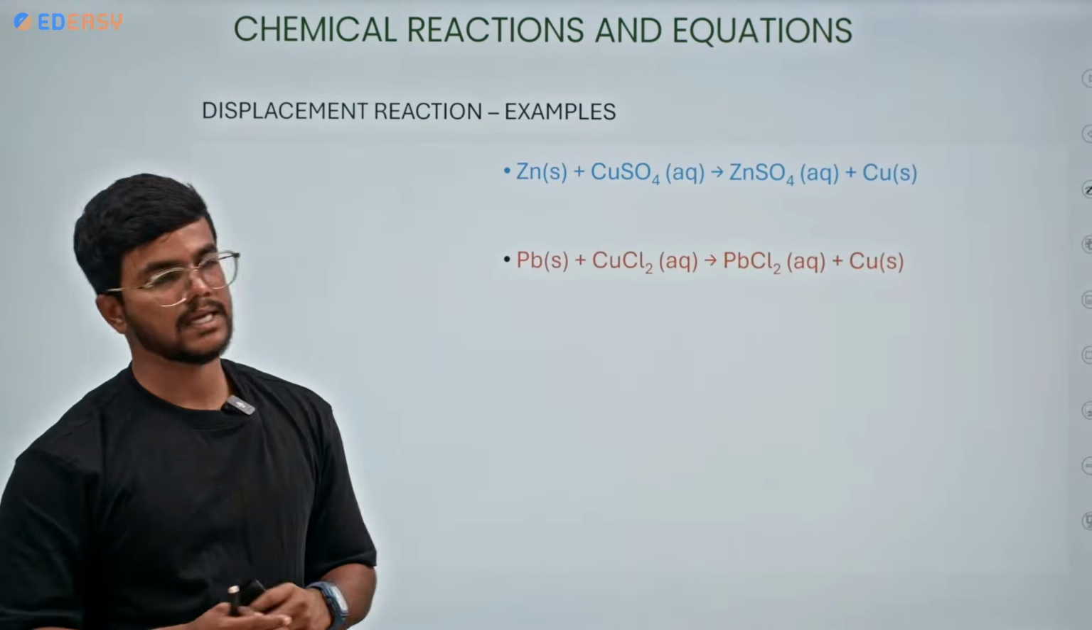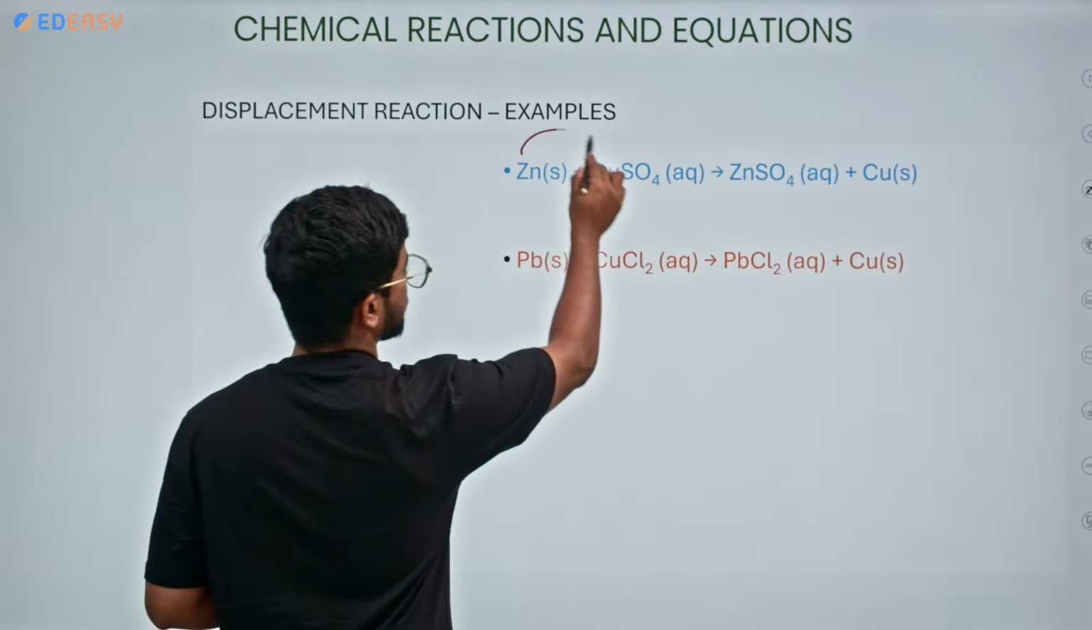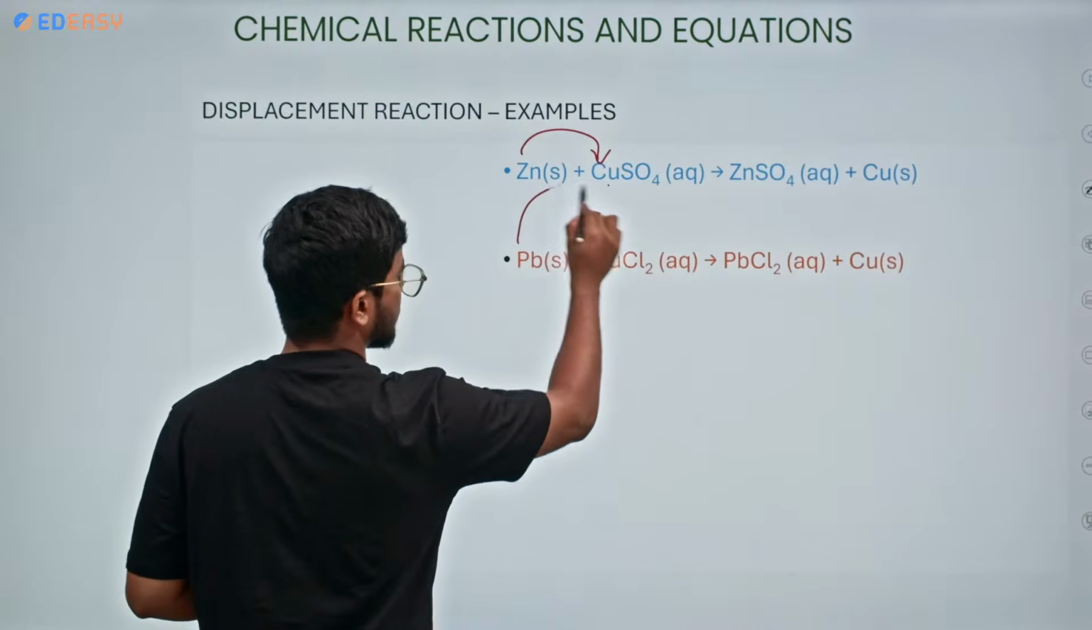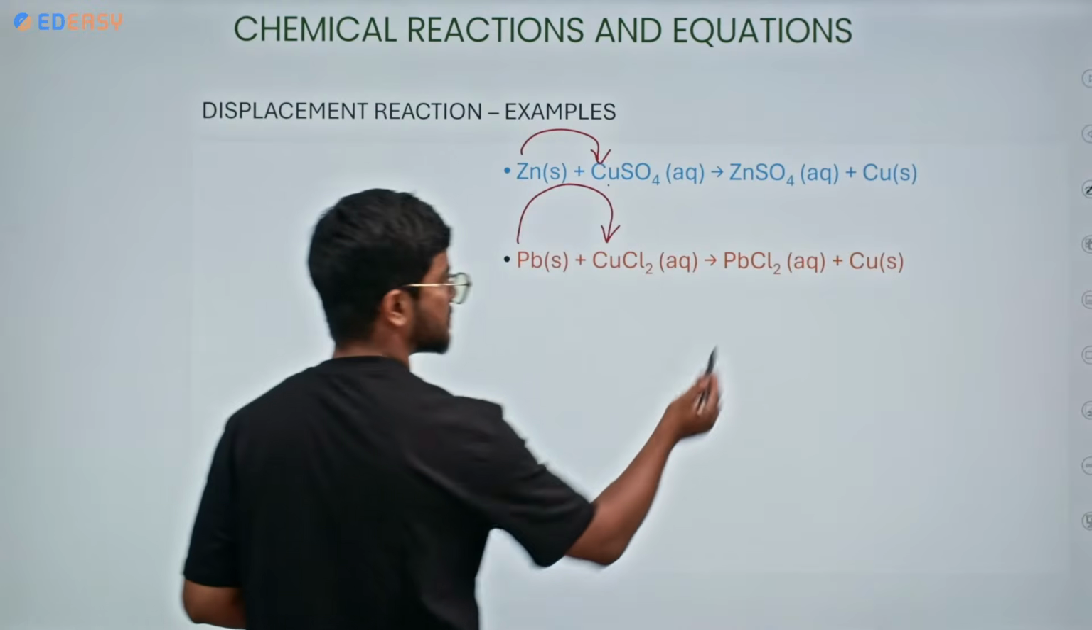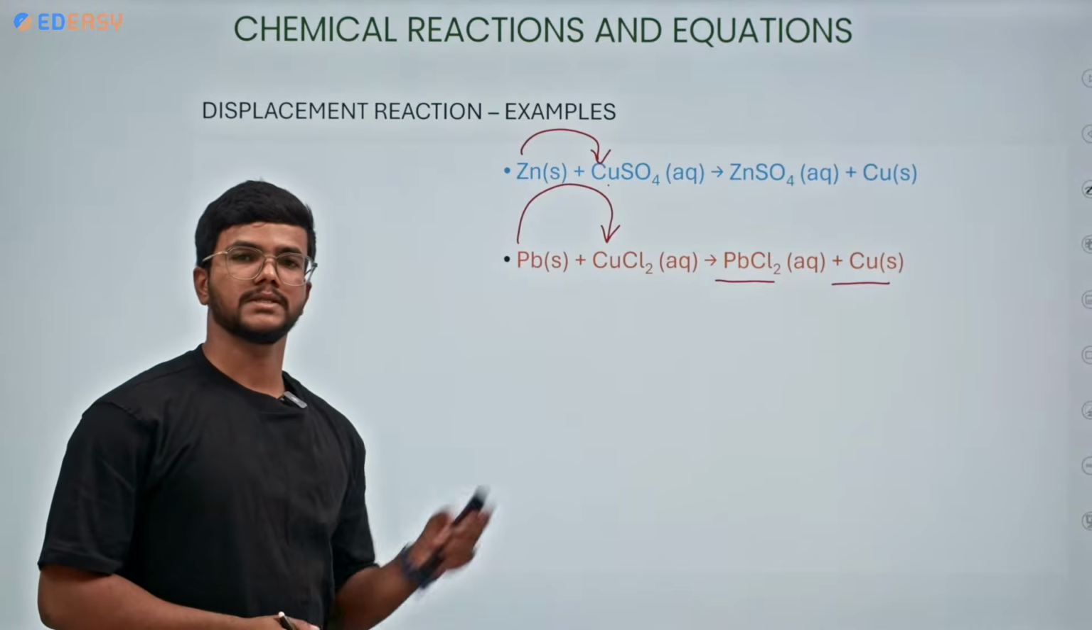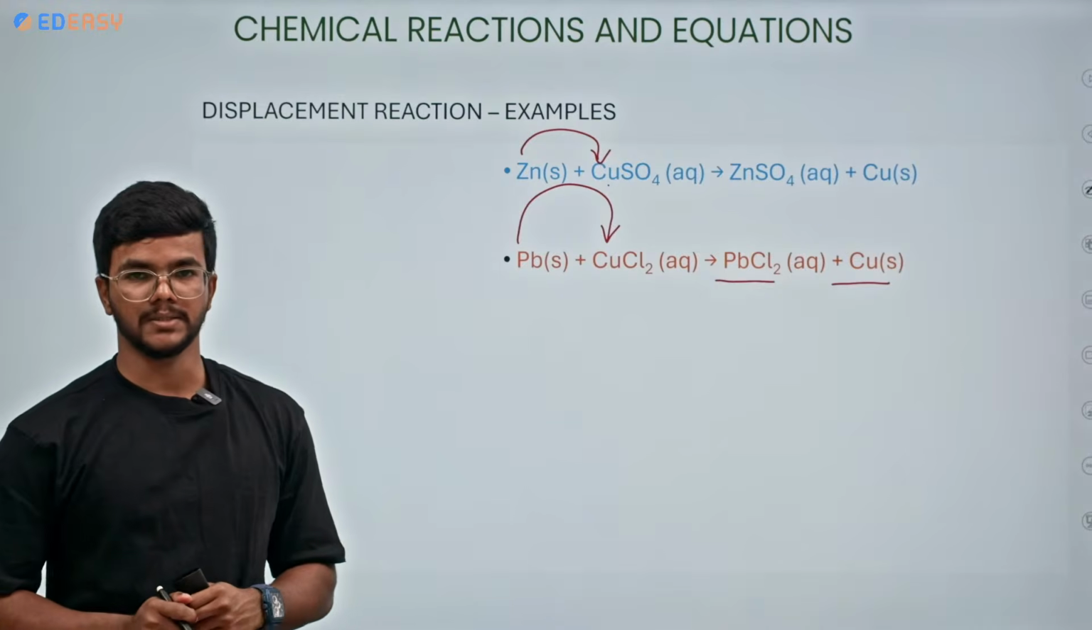The examples are: zinc is highly reactive and displaces copper, giving zinc sulfate plus copper. And lead, which is more reactive than copper, gives lead chloride with copper. These are the examples for the single displacement reaction.